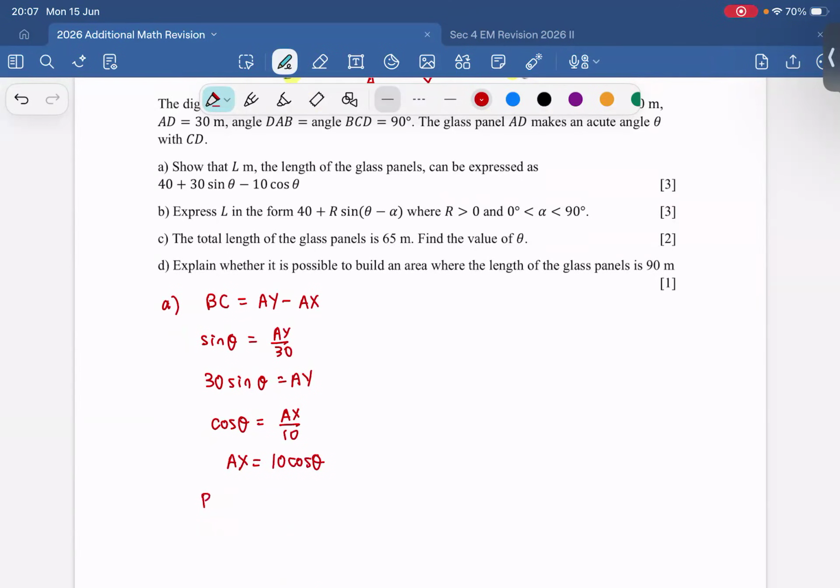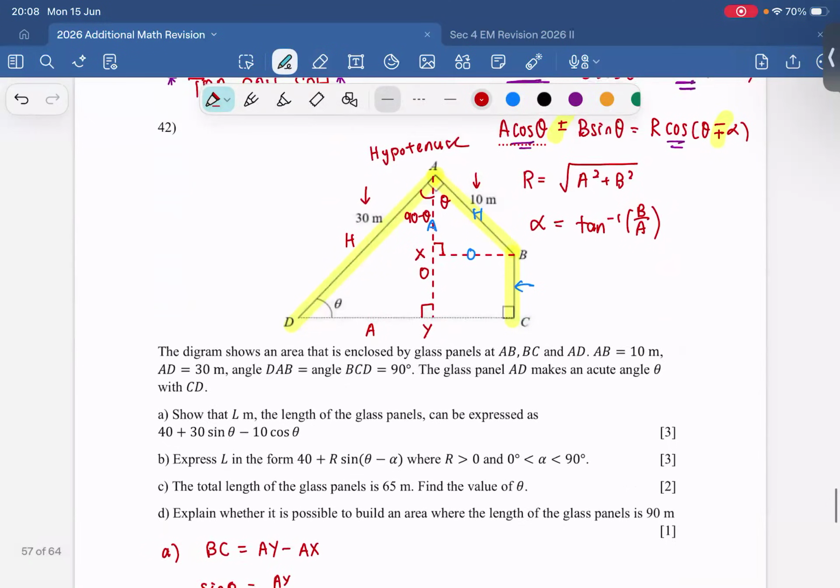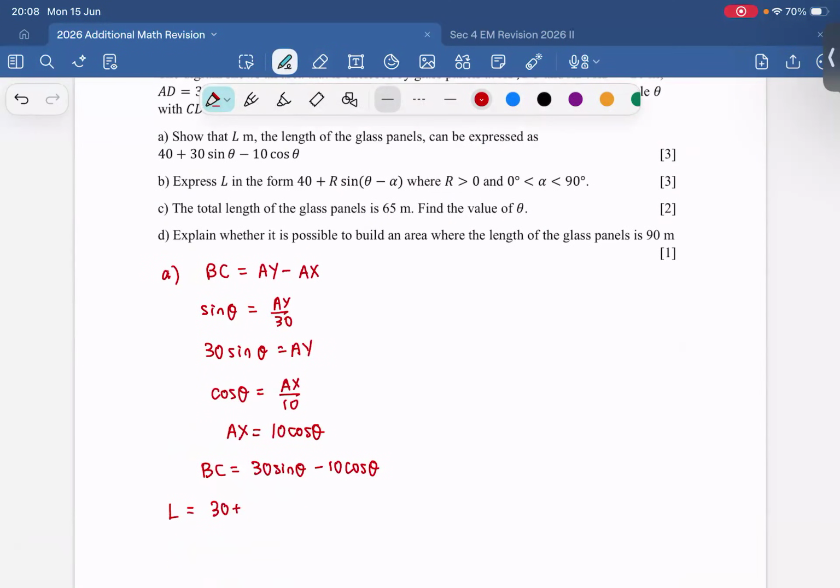Okay, so finally we can write BC equals 30 sine theta minus 10 cos theta. So L is equal to 30 plus 10 plus BC. Okay, so that is part A.